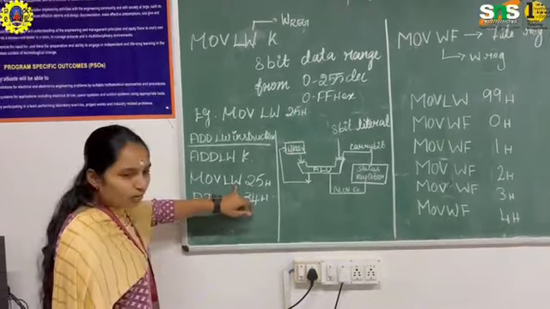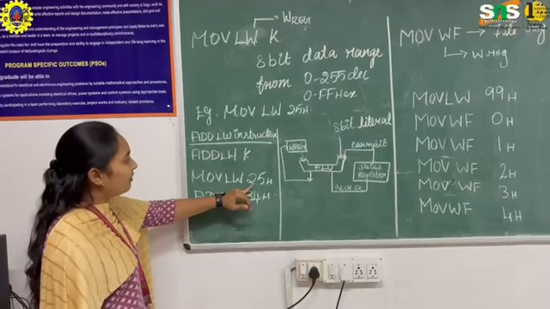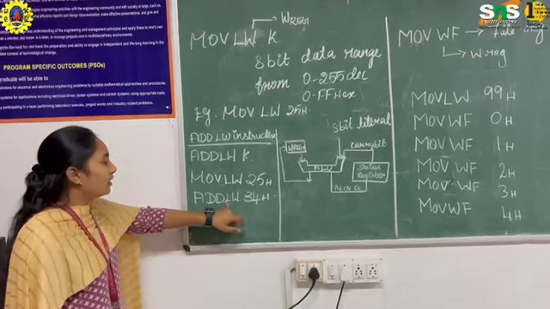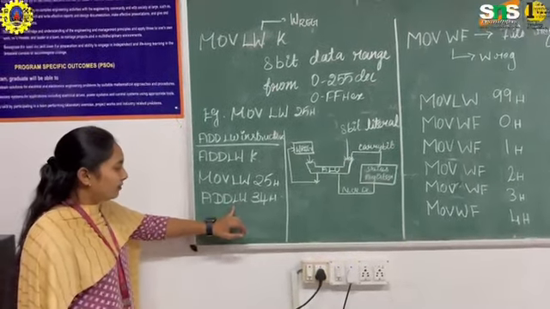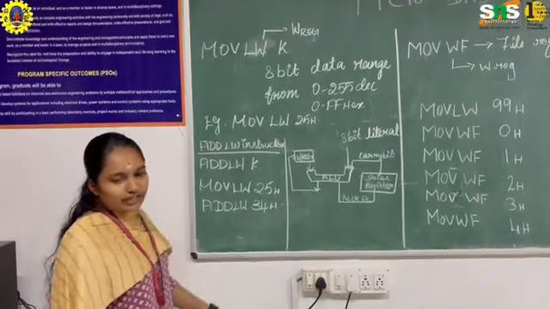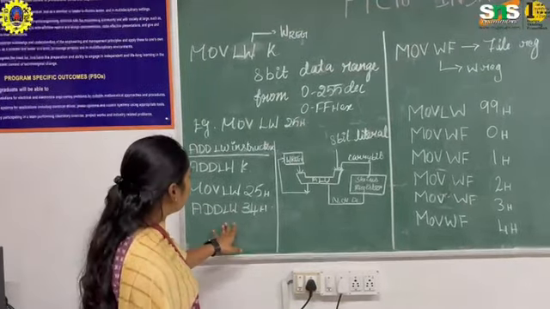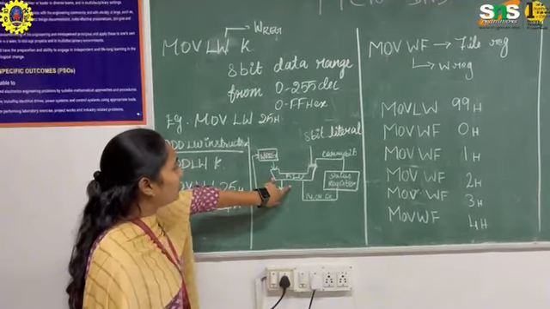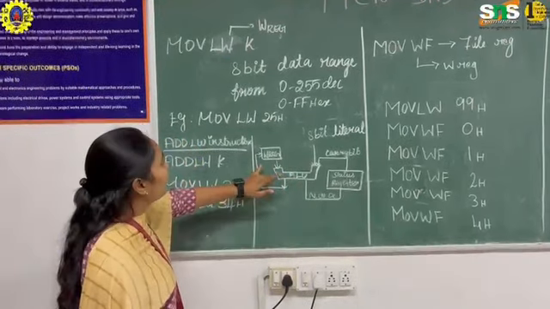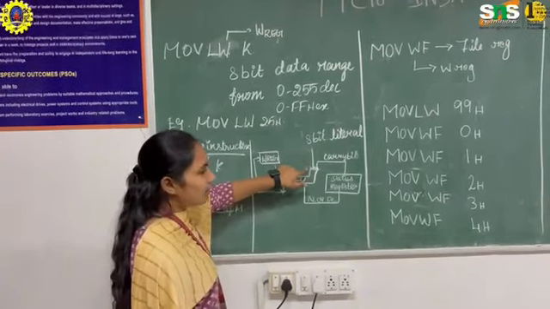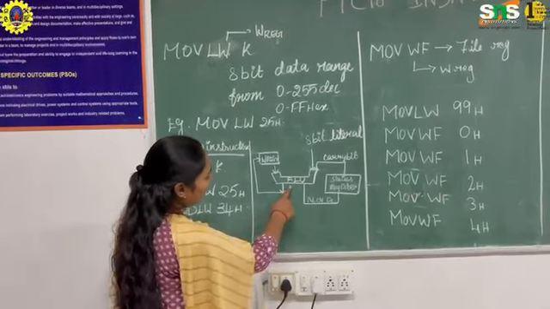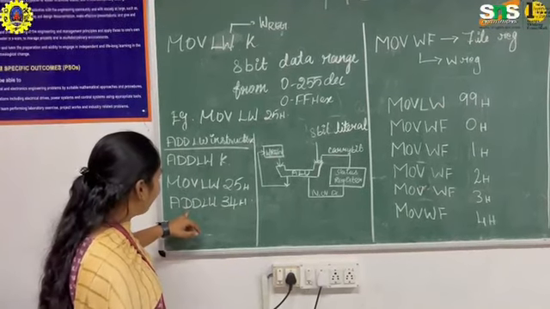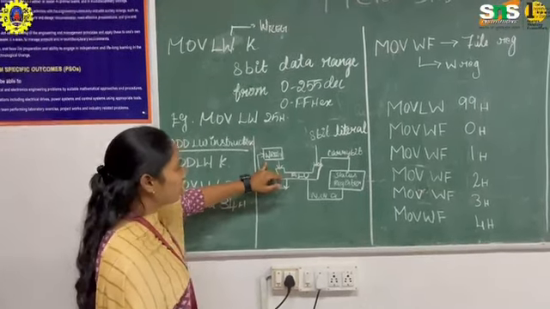Next ADDLW 34H. Here we already have the value of the work register 25H and the literal value 34H. Both the literal value and the work register value will sum up and give us 59H. On seeing this example, the arithmetic logic unit, ALU, has two inputs, one from the work register and another one is the 8-bit literal. So the ALU performs the addition operation, and the answer will be stored in the work register.